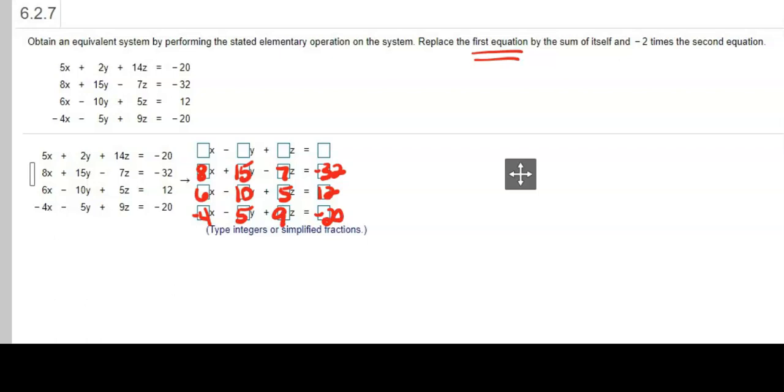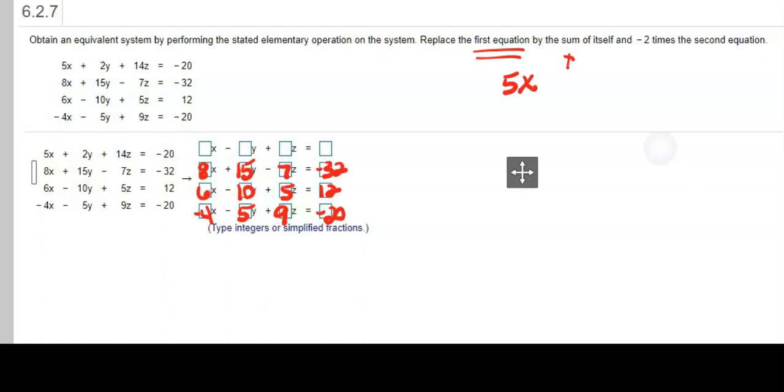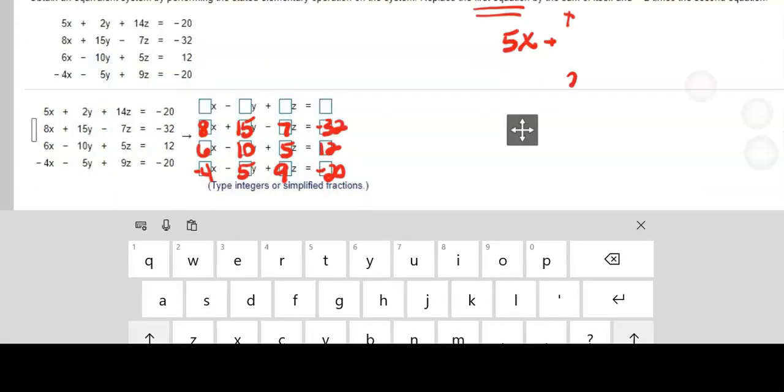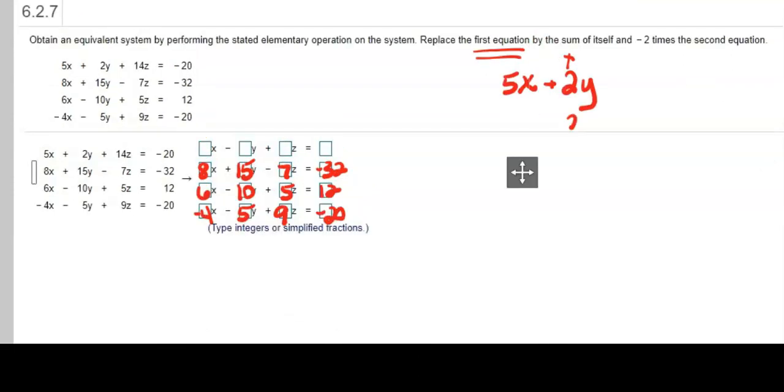Okay, so I'm replacing the first equation. What am I replacing it with? The sum, which is addition, of itself and negative 2 times the second equation. So I'm going to write itself down. So itself is 5x's plus 2y's plus 14z's equals negative 20. Okay, so that's the first row. Now I need to take negative 2 times the second equation.